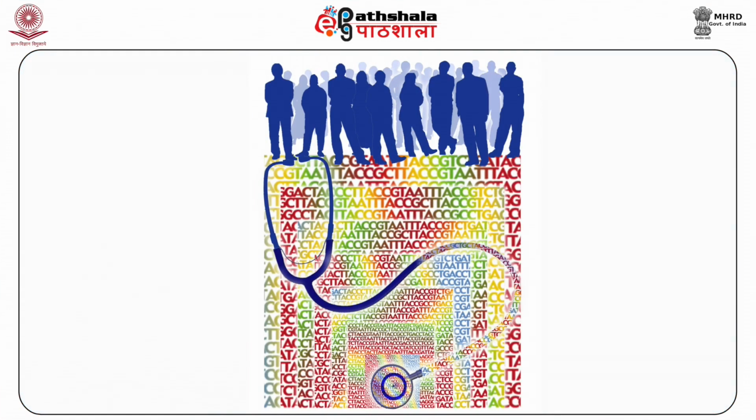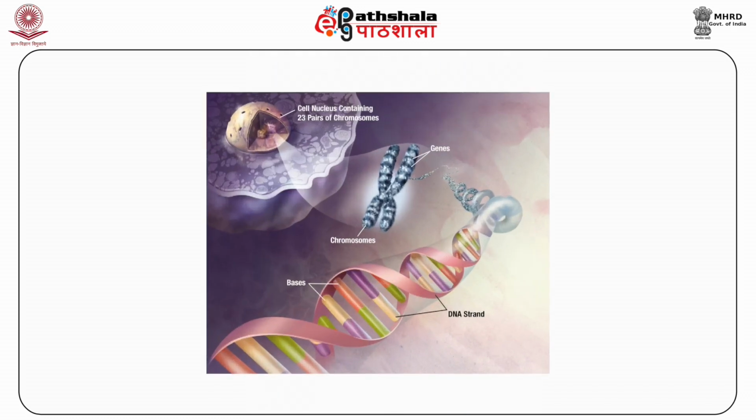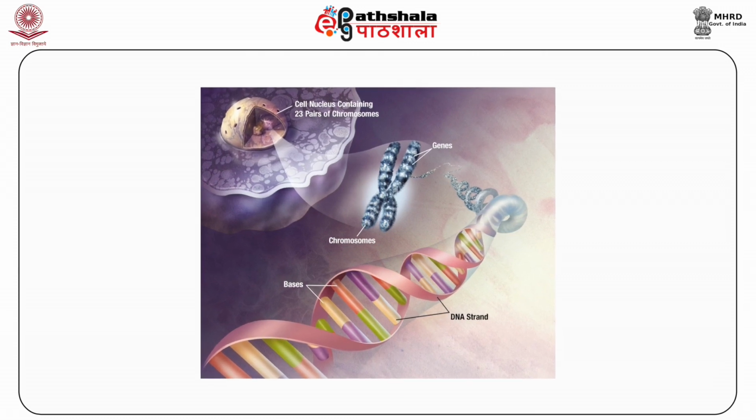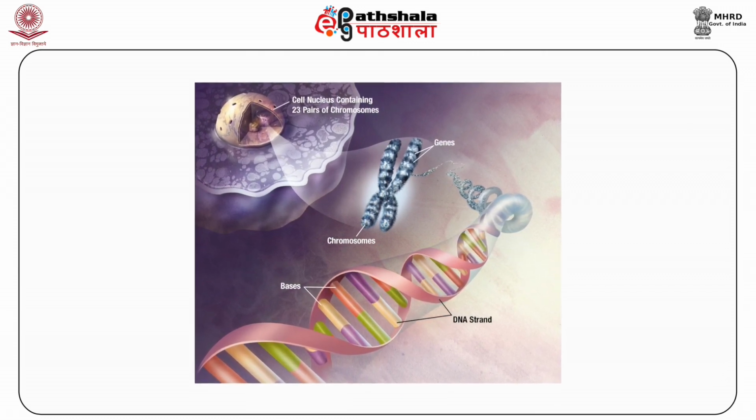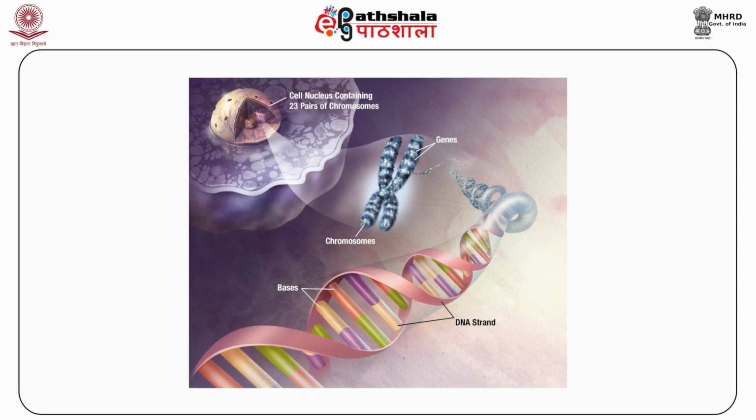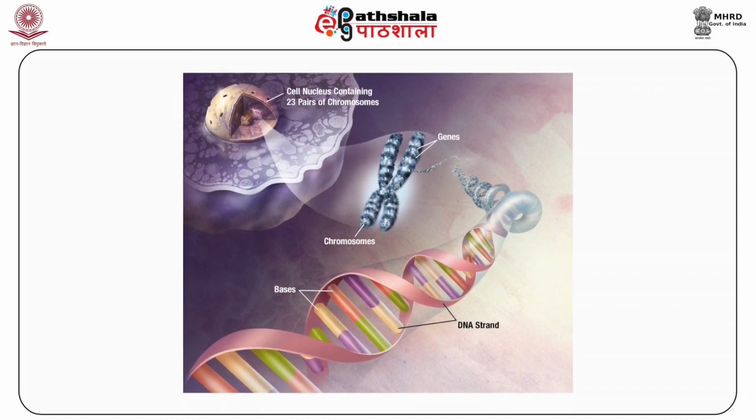Let us learn about the genetic variation. Genetic variation occurs due to the difference in the sequence of genes. No two individuals except for identical twins are genetically identical. Variation can be seen at every genetic level: in DNA, in gene, in chromosome, in enzyme.